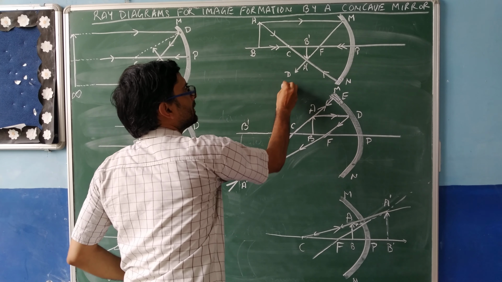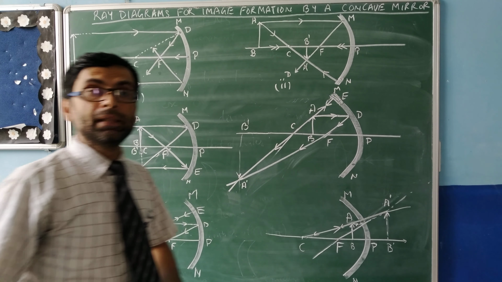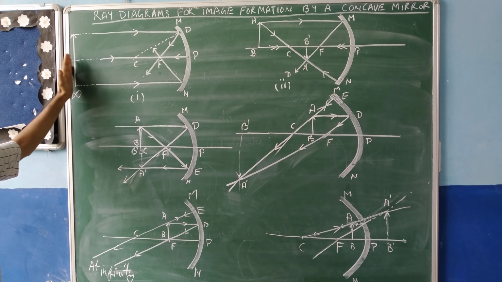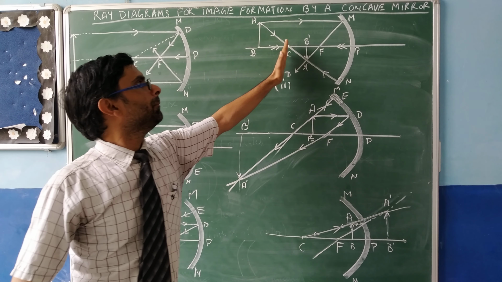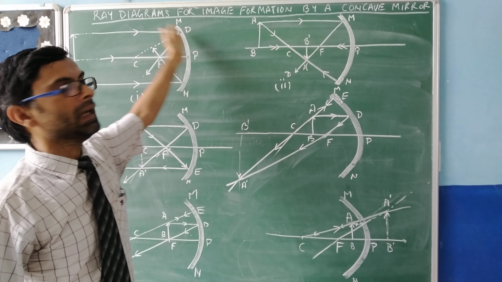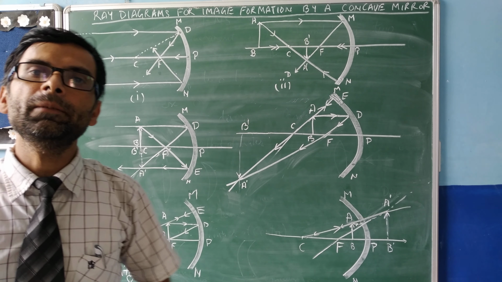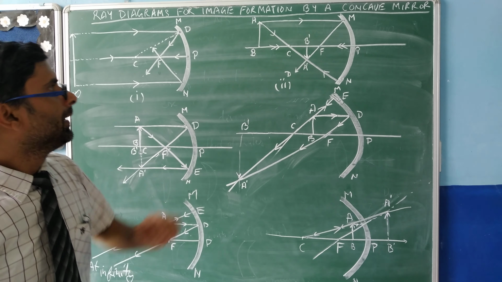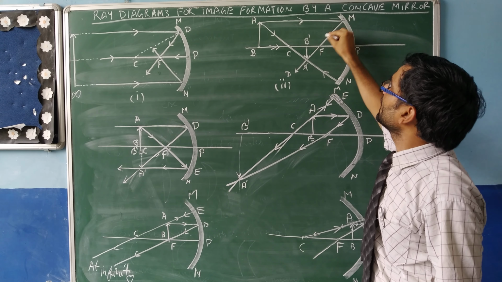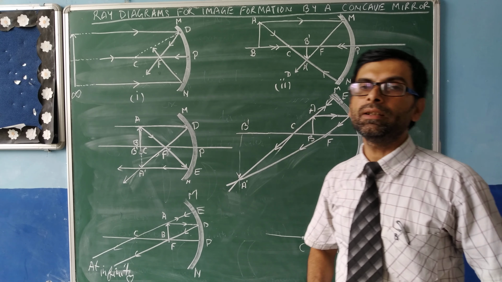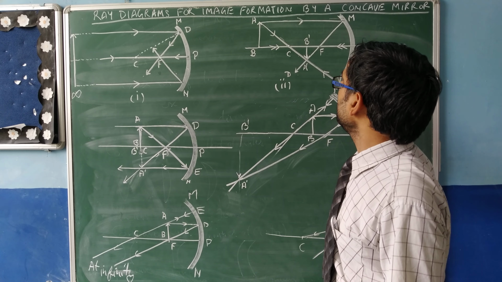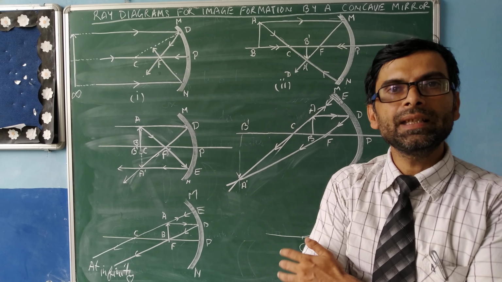Now consider the second case, where we shift our object from infinity to some point between infinity and the center of curvature. This is the center of curvature and here lies infinity. We place our object between these two points. Now again consider a ray parallel to the principal axis. It passes through the focus. Another ray which we can use is this ray, which passes through the center of curvature and gets reflected back. It retraces its path. है ना?